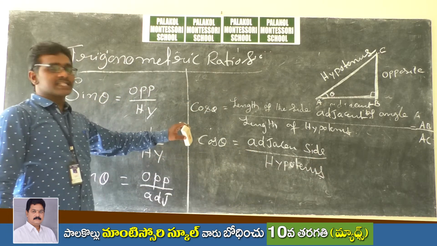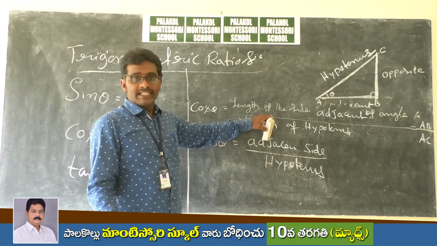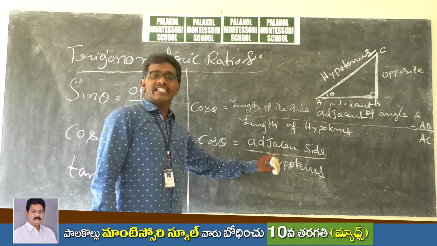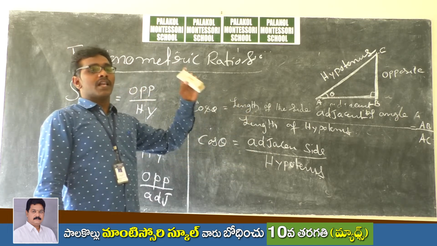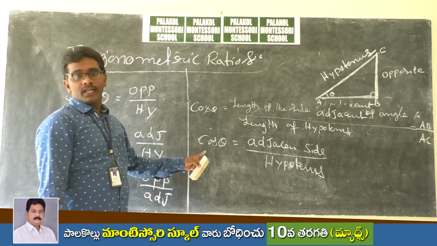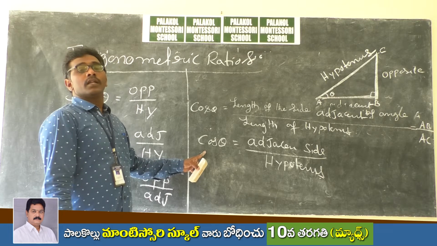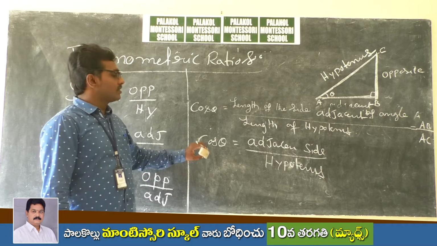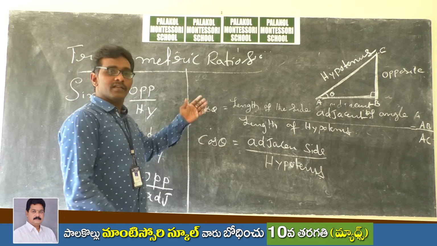How do you define the cos theta? The ratio of the adjacent side of the acute angle and the hypotenuse is constant in all similar right angle triangles. Then the ratio will be named as cos theta. What is the critical difference between sine and cos?